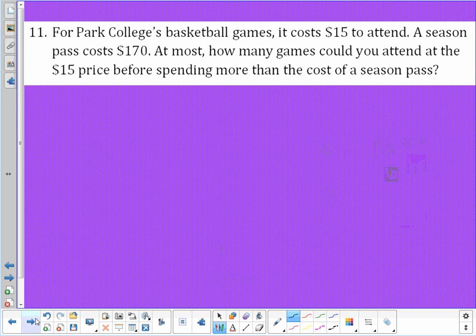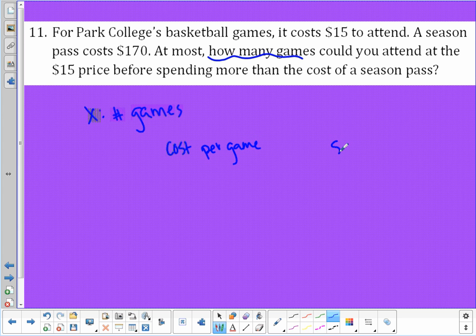Okay, last question. For Park College's basketball games, it costs $15 to attend. A season pass costs $170. At most, how many games would you attend at the $15 price before spending more than the cost of a season pass? Okay, so you're trying to figure out the number of games. So that's what I'm going to call my variable. Now I need to think about the two sides. Each side of the inequality symbol, one is going to be just the cost per game, and the other side is going to be the season pass.